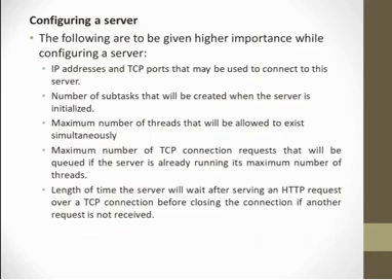So, configuring a server. How to configure a server? The following are to be given high importance while configuring a server. The first thing is IP addresses and then TCP ports that may be used to connect to this server. Number of threads that will be created when the server is initialized. Maximum number of threads that will be allowed to exist simultaneously. Maximum number of TCP connection requests that will be queued if the server is already running its maximum number of threads. Length of time the server will wait after serving an HTTP request over a TCP connection before closing the connection if another request is not received. These are the main things we have to keep in mind while configuring a server.